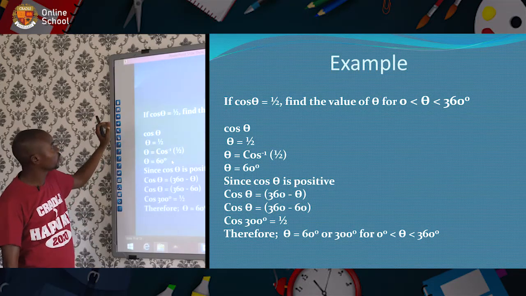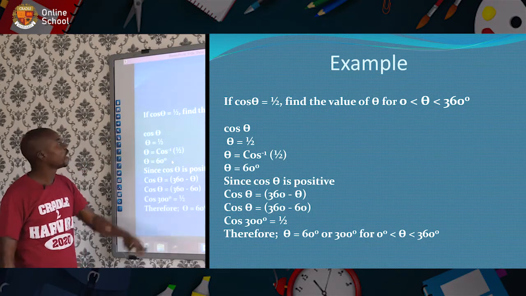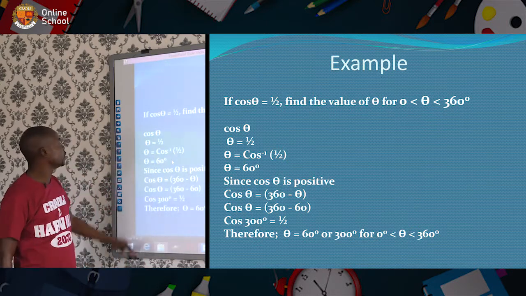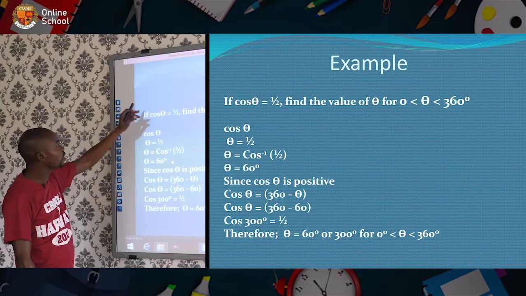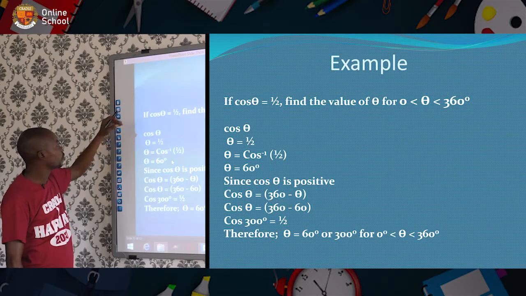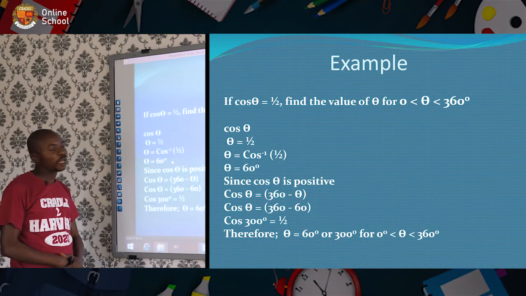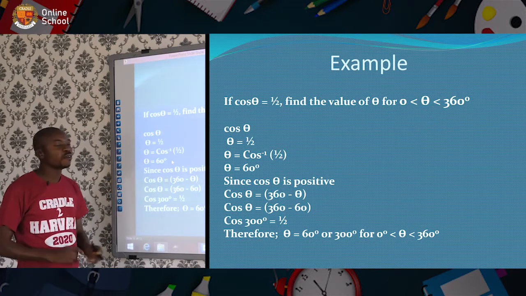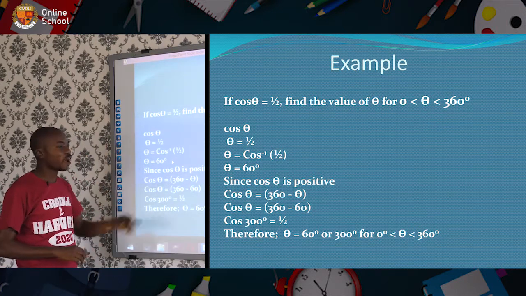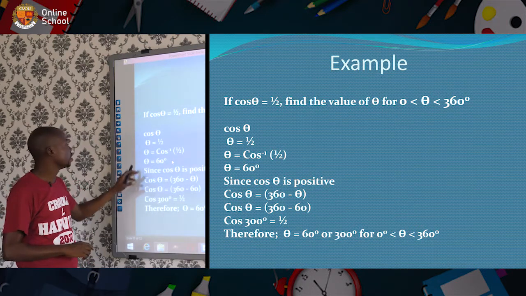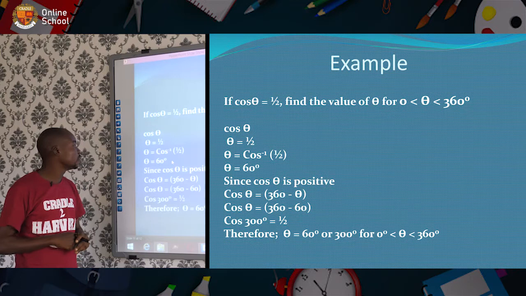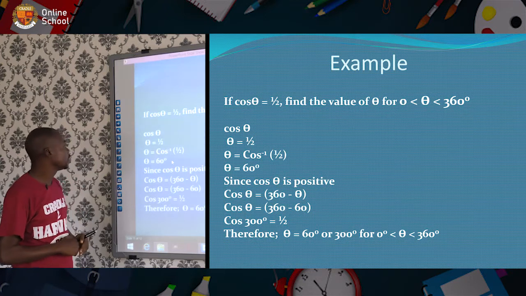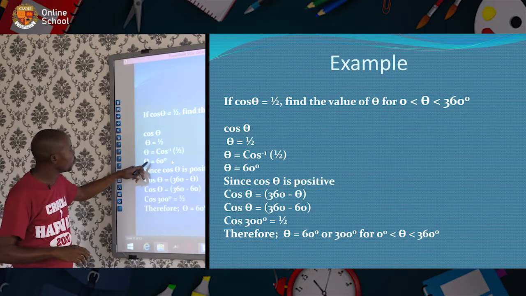Okay, so for example, if you are given cos theta to be half and you are asked to find the value of theta within these values, then you put cos theta equals half. To find the value of theta, find the cos inverse of half. The cos inverse of half is 60 degrees from your four-figure table. Now that we know the value of theta is 60 degrees, you check that the value here is positive.